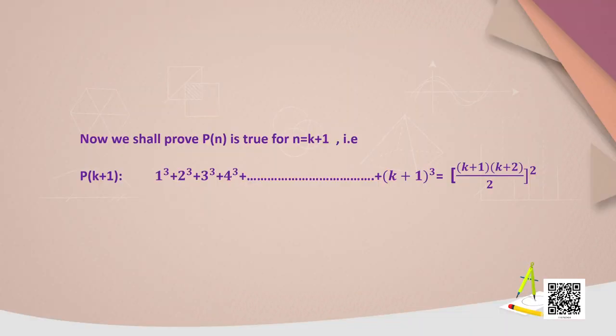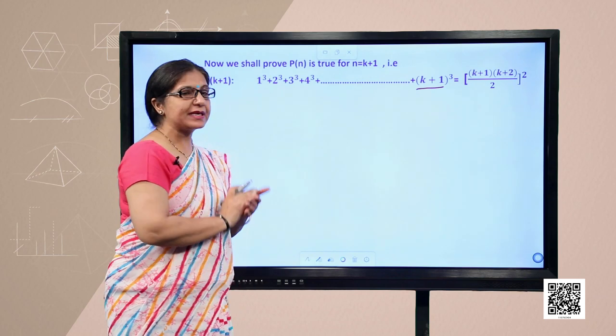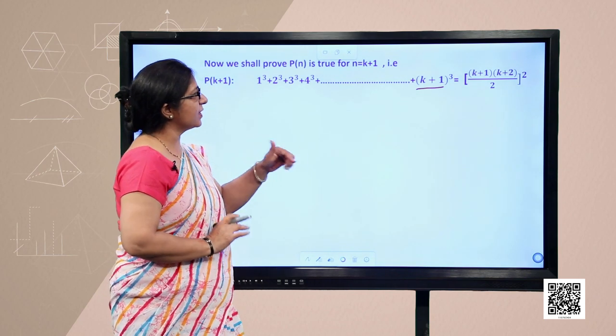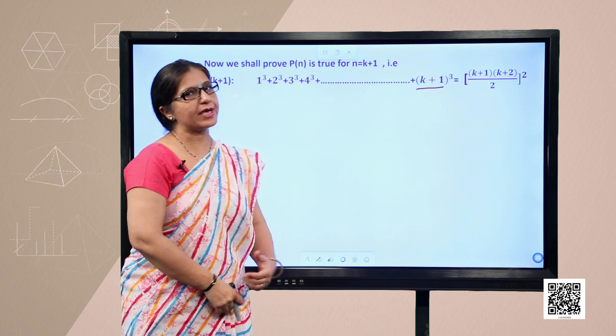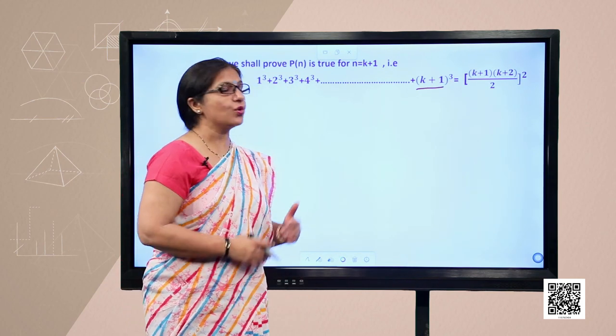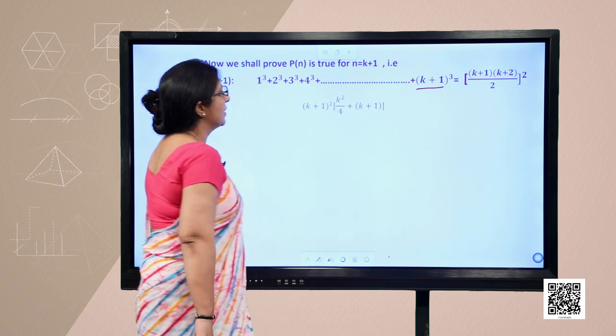Now we shall prove that Pn is true for n is equal to k plus 1. That is, Pk plus 1 is 1 cube plus 2 cube plus 3 cube plus 4 cube and so on, plus k plus 1 cube. Meaning till the k plus 1th term, we are finding the sum which is equal to k plus 1 into k plus 2 divided by 2 whole square.